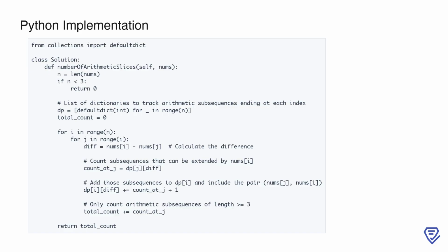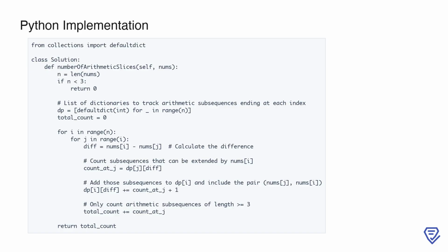5. Counting valid subsequences. While updating dp[i][diff], we only count subsequences of length 3 or more, i.e., count_add_j, towards the result. This ensures that shorter subsequences are not included in the total count. 6. Return result. After processing all pairs, the variable total_count contains the total number of arithmetic subsequences of length 3 or more. This value is returned as the result.